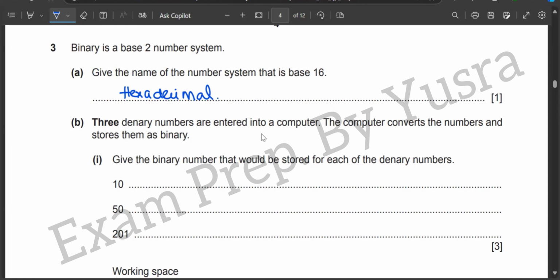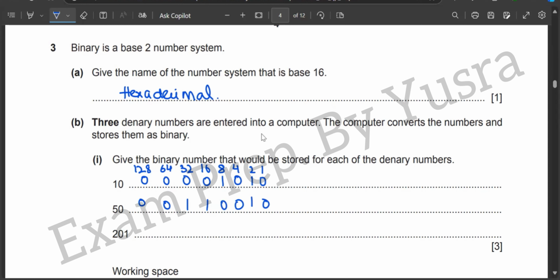We have to convert these to binary numbers. We will start with the powers 1, 2, 4, 8, 16, 32, 64, and 128. To make 10, we're going to put 1 under 8 and 1 under 2. The rest would be 0. For 50, we will put 1 under 32. Next, we need to put 1 under 16 and then 1 under 2, because 32 plus 16 plus 2 gives us 50.